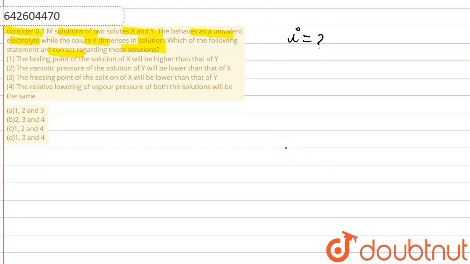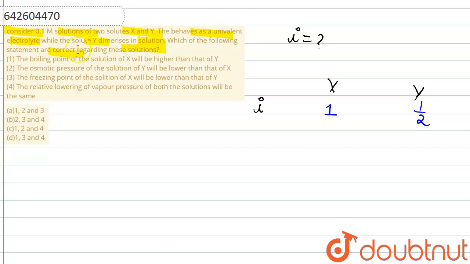So let's make a column for X and Y. It is clearly stated that, let's see the value of Van't Hoff factor for both of these. It is given that X is a univalent electrolyte, so the Van't Hoff factor for X would be 1, right? And Y dimerises. So it is the dimer of X basically, we can say, that is being formed. So Van't Hoff factor will reduce to half. Now what exactly is the first option saying?